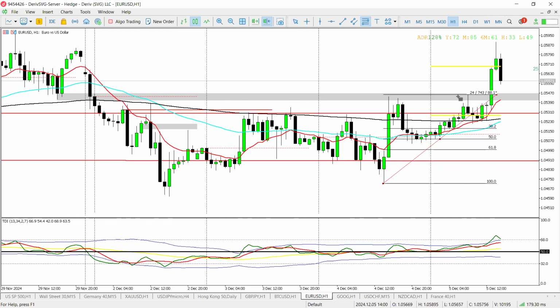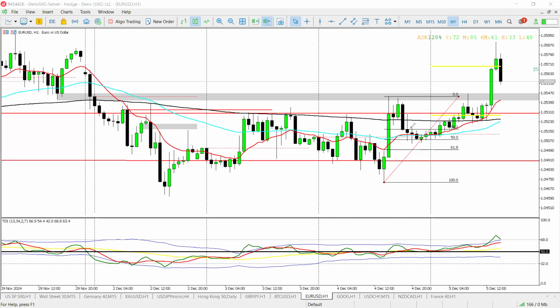If you run that fib right from the low to the high, you will see that price then retraced back into this area, into the 38.2, 50.0 fib retracement area. So if this is the lowest low intraday, you can see we've got a low here, we've got a lower high here, lower low here, lower high here. So intraday, we were bearish here until this level was broken.